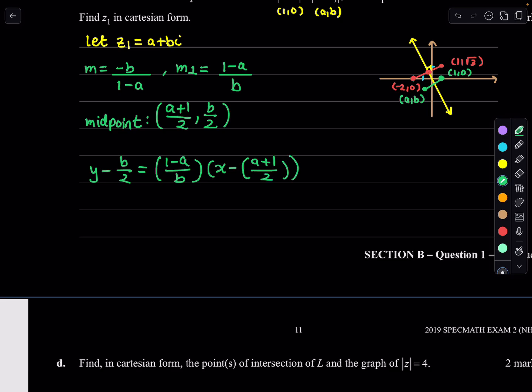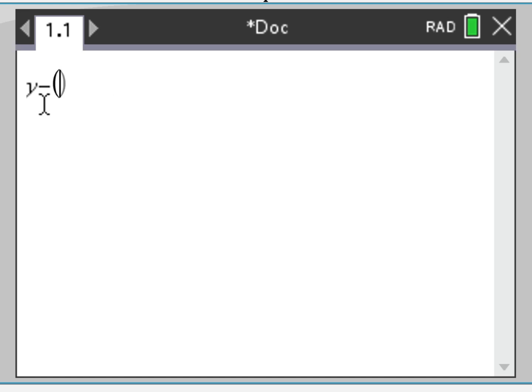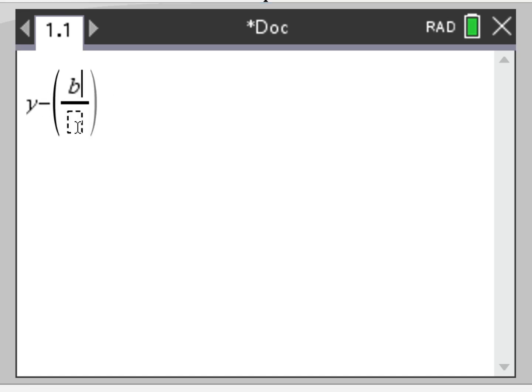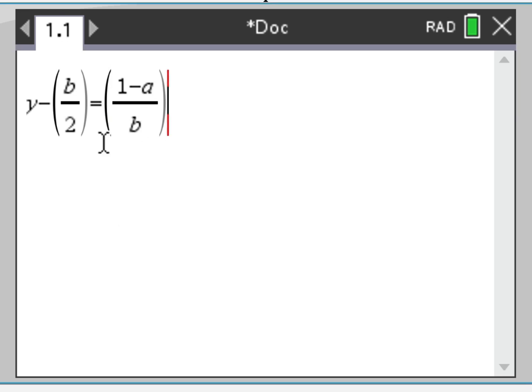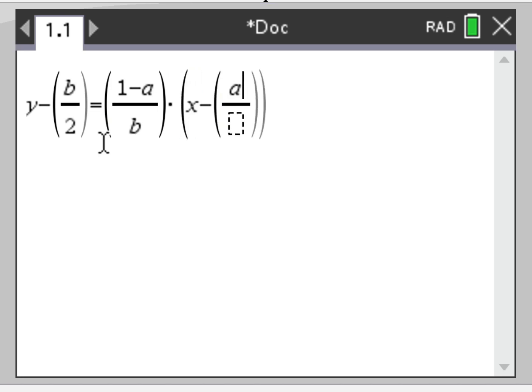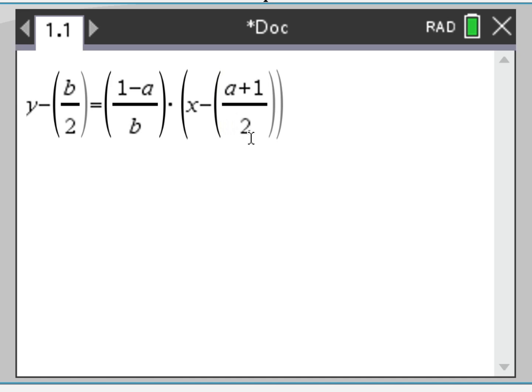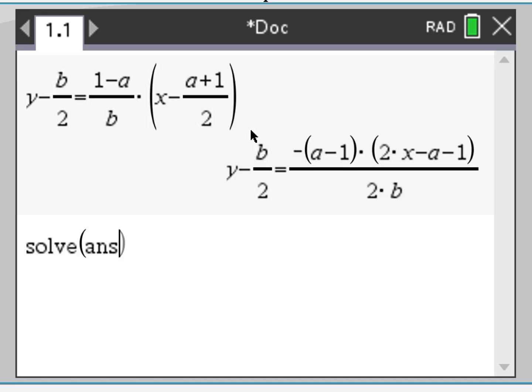So this is my equation. I'm going to use my calculator to simplify this into a nice form. Let's do that. So come to our calculator. Let's write it: y minus b over 2 equals (1 minus a) over b times x minus (a plus 1) over 2. I'm going to just say solve, answer, comma y.